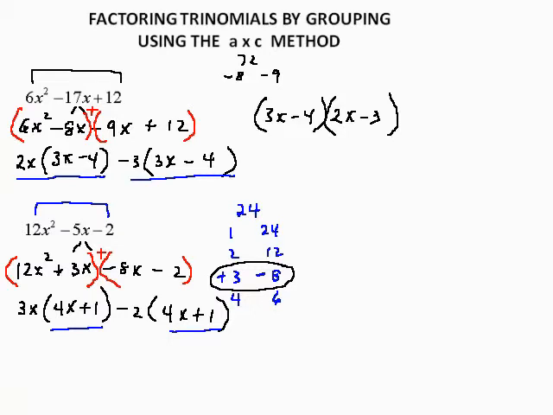All right. So we can now go ahead and rewrite the answer. What's in common? The 4x plus 1. What is left? 3x minus 2. You can check it, ladies and gentlemen, by foiling, and you will get that back. So this is using the A times C to get B method, but using grouping instead. I don't know if you like this any better, but some of you might.